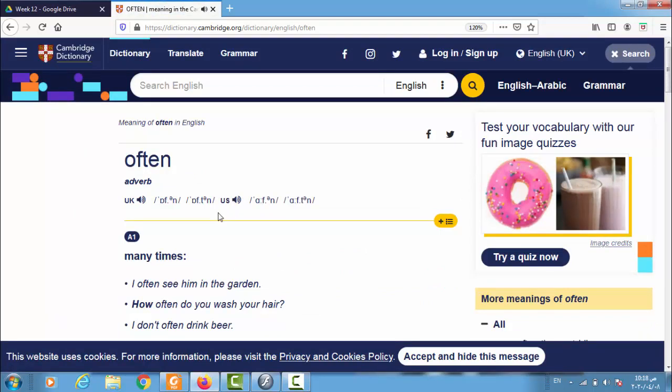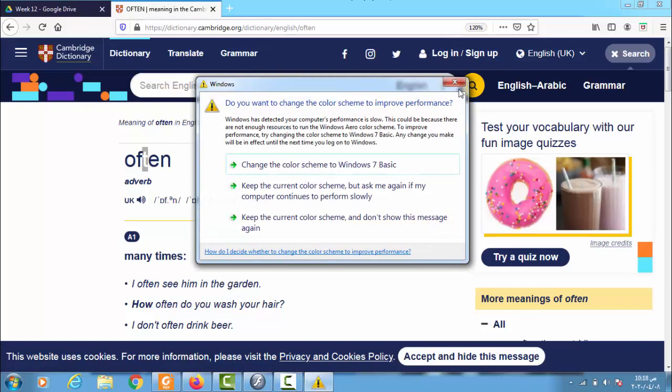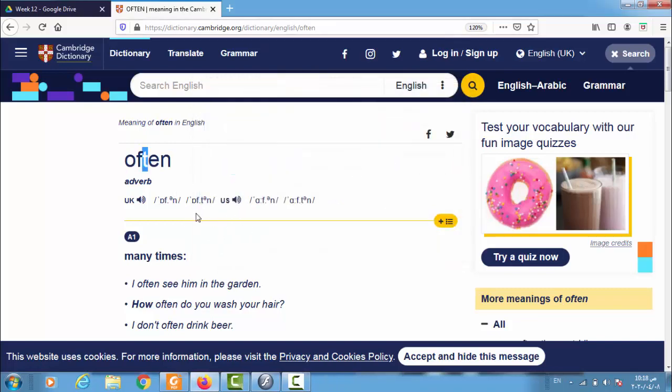Often. Often, this is American. Often, and often as well, this is the British accent. Often means many times, and you can find the T is silent in here. Sometimes, guys, they pronounce the T in the British accent, so it's often and often. But this one is pronounced in the British accent, while in the American accent we don't have the T, so the T letter in the middle in here is silent.